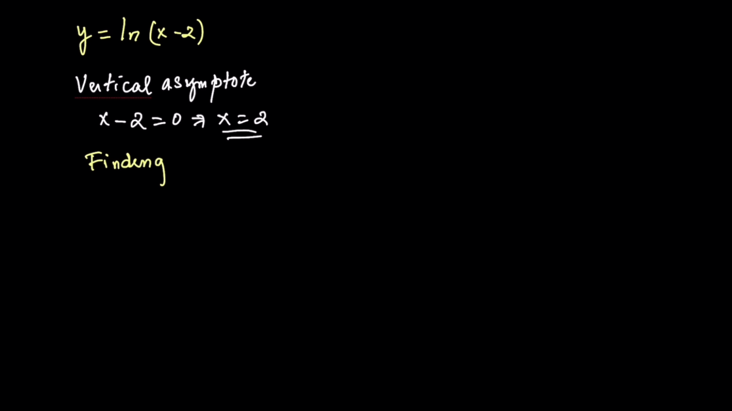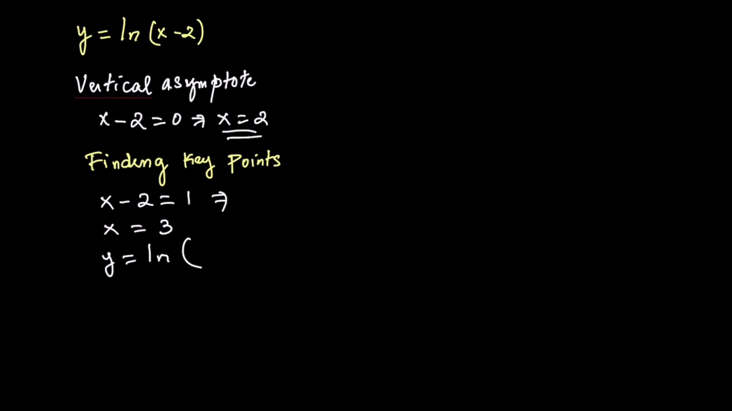Let's find our first key point. Where the argument equals 1, we solve x minus 2 equals 1. Therefore, x equals 3. Now we substitute x equals 3 into the original function. Y equals ln of (3 minus 2). Y equals ln of 1. Y equals 0. So our first key point is 3, 0.